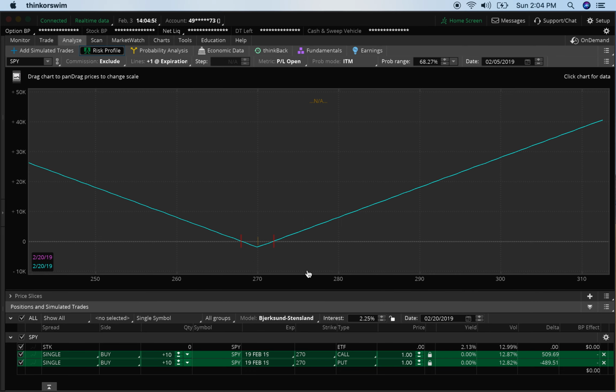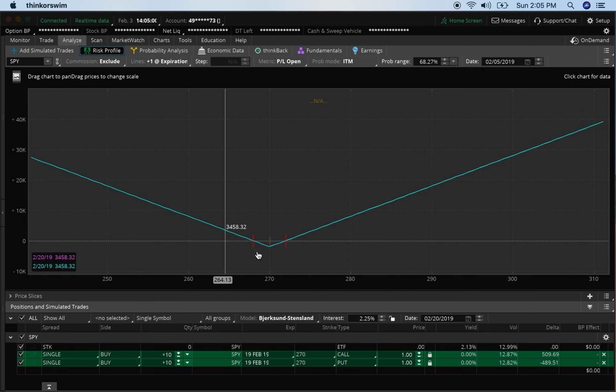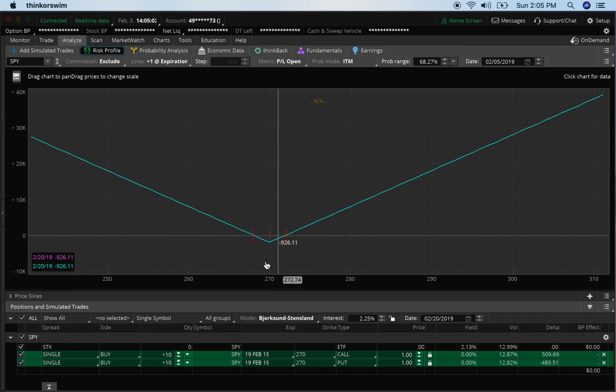All right, let's look at the risk profile. It's going to be a V, obviously, right? As the stock price on the bottom decreases, your profit loss goes up. As the stock price on the bottom increases, your profit loss also goes up. And you can see the white number, it's going up and up, right? These red lines are now your new break even, right?